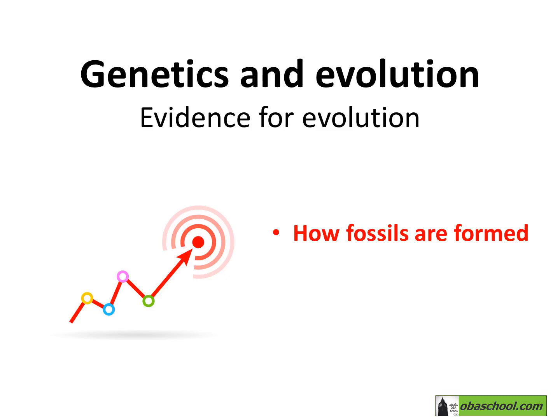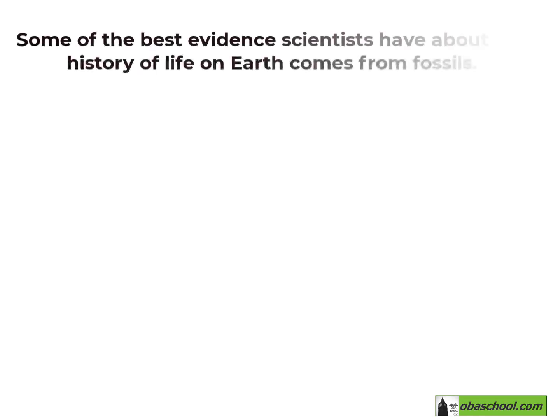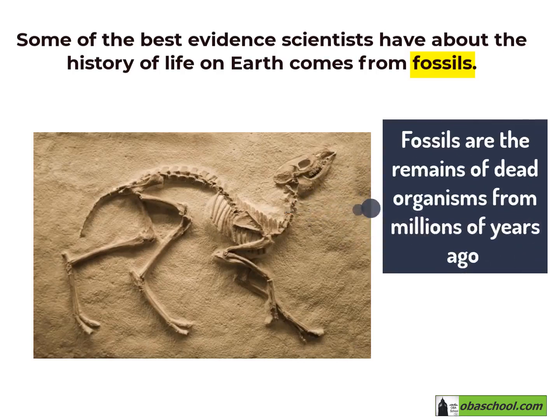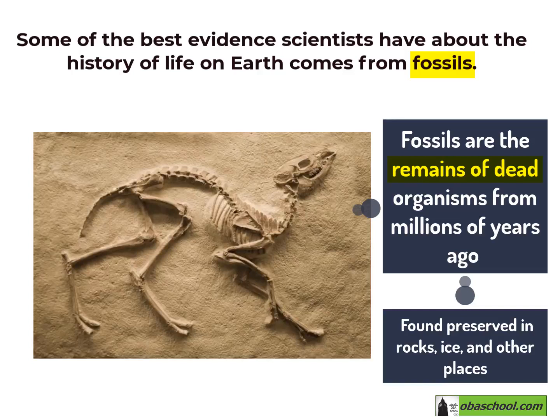In this lesson, we are going to learn how fossils are formed. Some of the best evidence scientists have about the history of life on Earth comes from fossils. So, what do we mean by fossils? Fossils are the preserved remains of dead organisms from millions of years ago. And they are found preserved in rocks, ice, and other places.